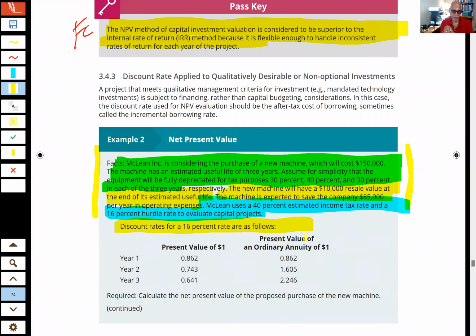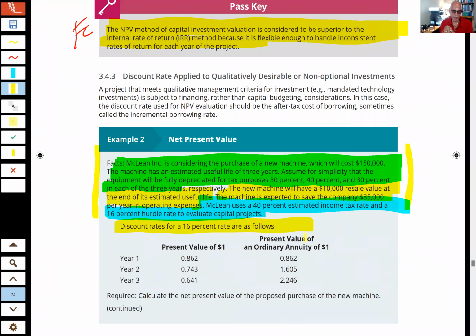Sometimes in problems, they may give you a couple of different rates, and you have to know which one to pick. Like they may say their borrowing rate is this, but the hurdle rate is 16%. Don't use the borrowing rate. Use the hurdle rate that was given, because that's how we evaluate projects.